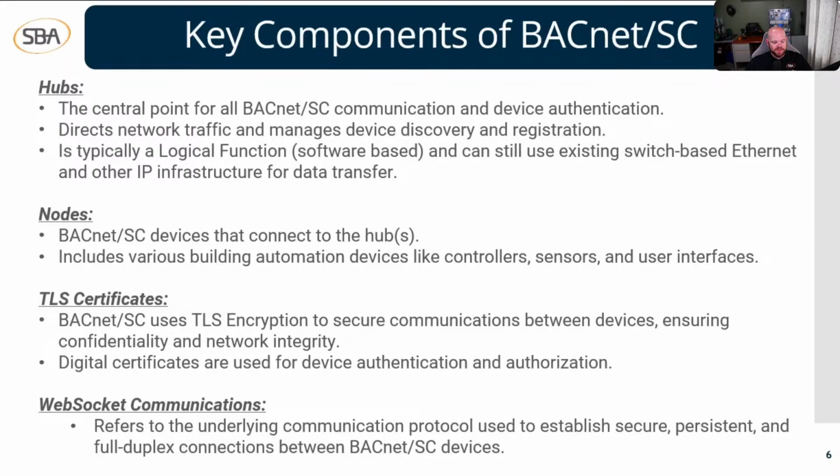Okay, so that's hubs. The next thing here are nodes. If any of you guys know anything about access control, some of those controllers have node counts on them, things like that. So in this instance on BACnet Secure Connect, nodes are the devices that connect to the hub. So one controller would be a node. It includes various building automation devices, things like controllers, sensors, and user interfaces. So this could also be workstations as well, guys.